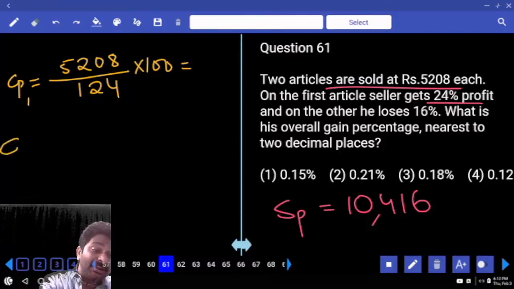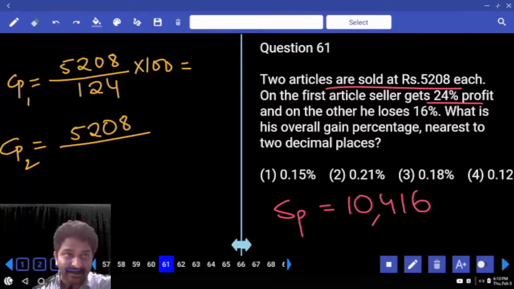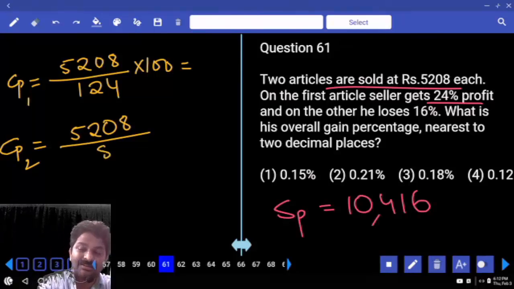And again you have to calculate the cost price of the second item also. Here also you are selling it for 5208, but there is a loss of 16%. When there is a loss of 16%, at what price are you selling? 84%. Then 1% value is equal to divided by 84. But we want to calculate cost price, 100% into 100.